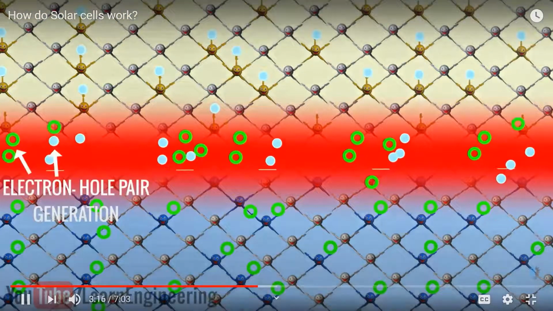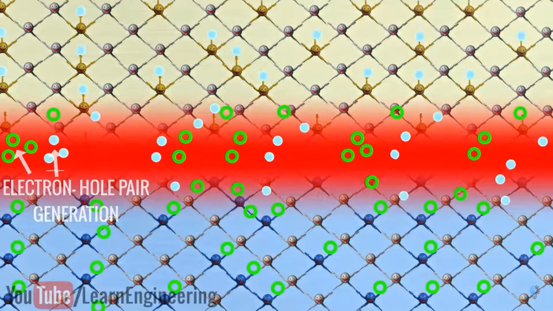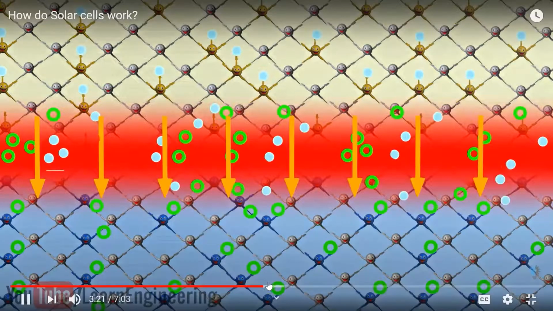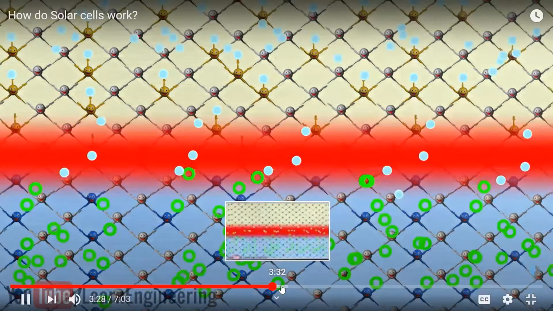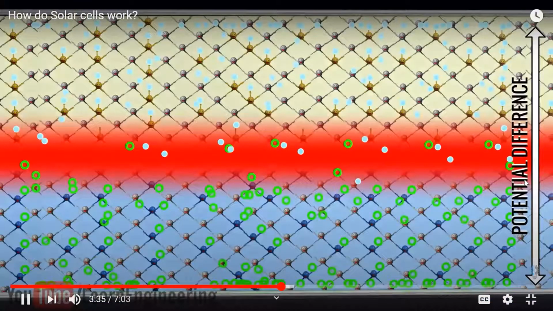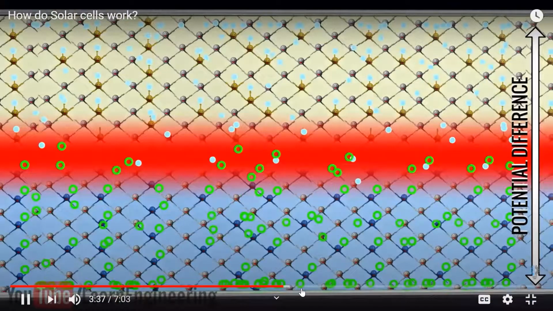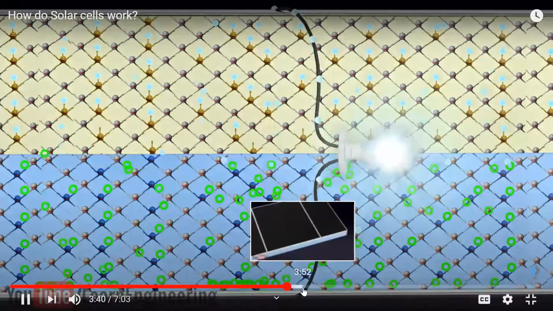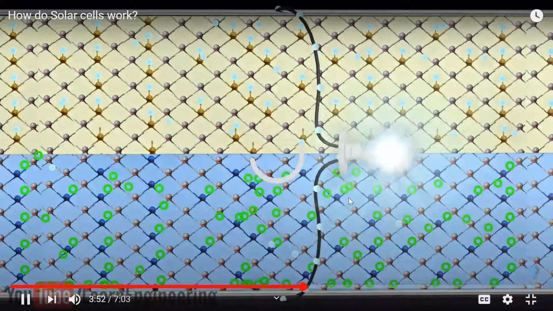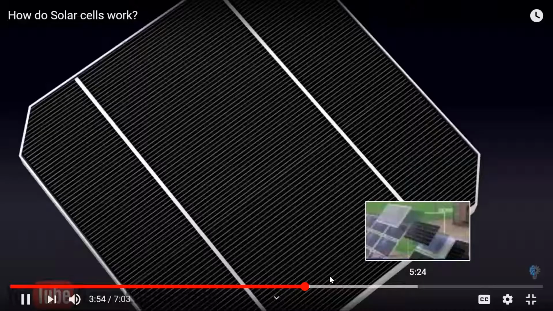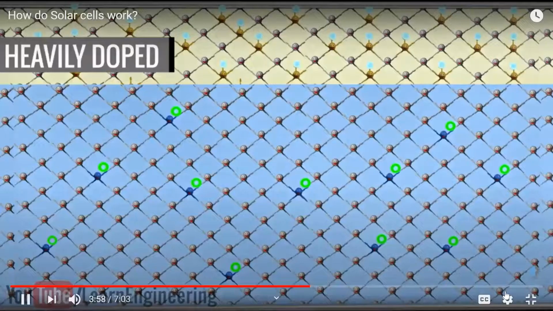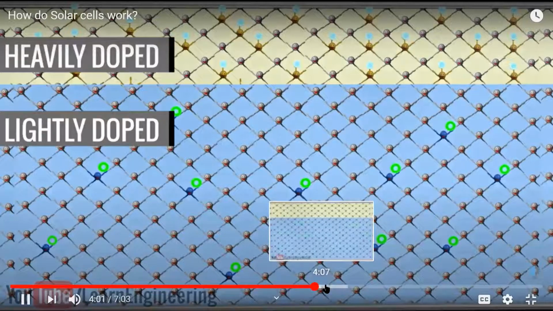This is the main point in solar energy. Here he is trying to explain electron hole pair generation. Next one, if you go forward, you can go to the next one up to 4. So here the potential difference is there, and the current flow is going to take place here. We can see how the current flow takes place and how the electricity is going to be generated.